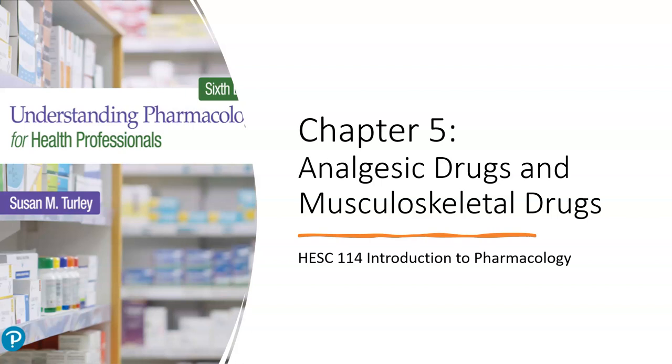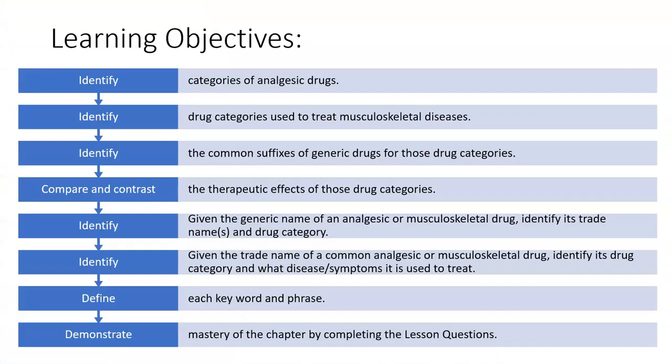SU23 Intro to Pharmacology, Chapter 5, Analgesic Drugs and Musculoskeletal Drugs. In this chapter, we'll talk about disorders and medications that impact bones and muscles. Your learning objectives are shown here. They are also listed at the start of the chapter.